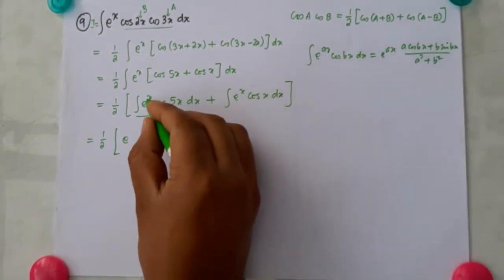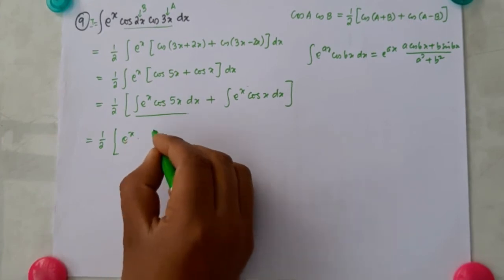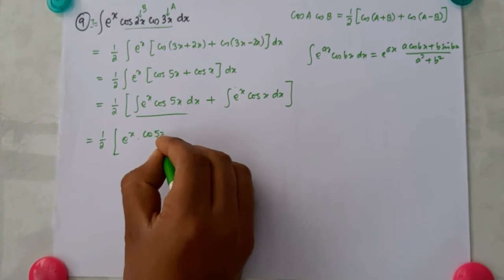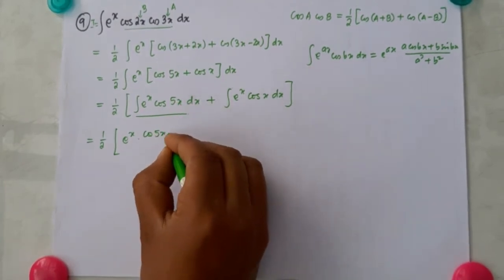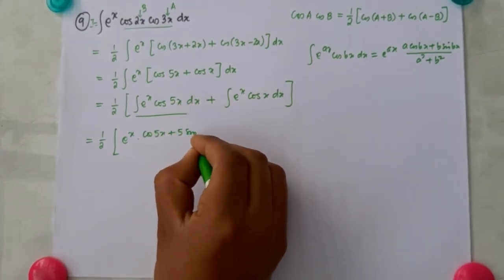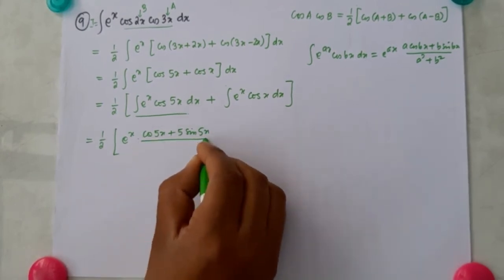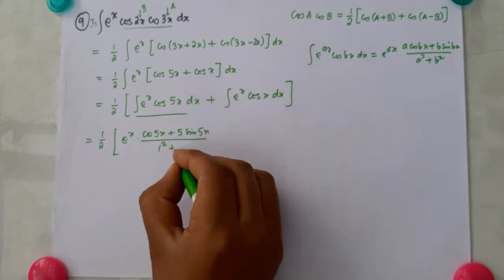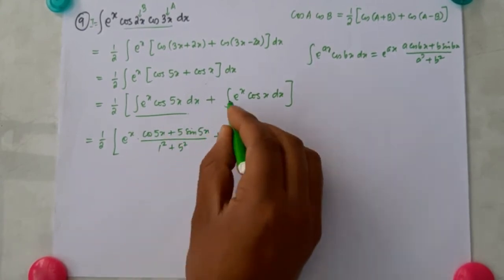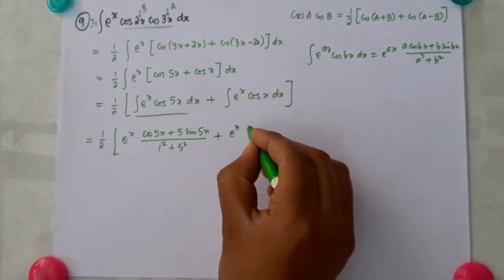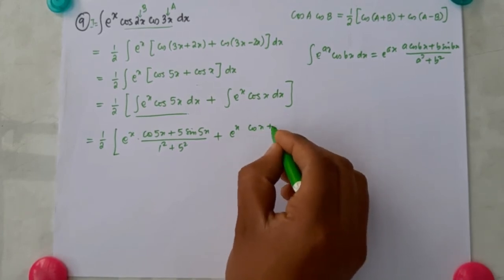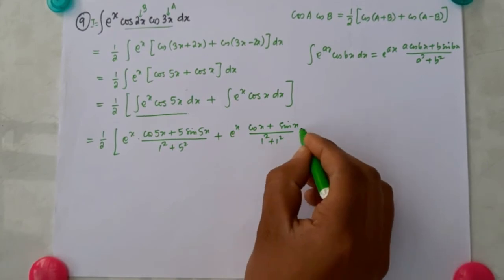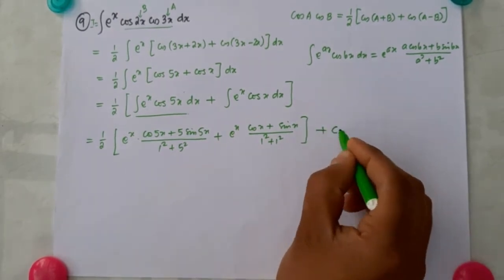So a is 1, yes, so e to the power x, a cos bx, that is just cos 5x because b is my 5, plus 5 sin 5x by 1 square, that is a square plus b square, that is 5 square, plus in the same way this also becomes e to the power x, cos x plus sin x by 1 square plus 1 square. Please check it out with constant of integration.